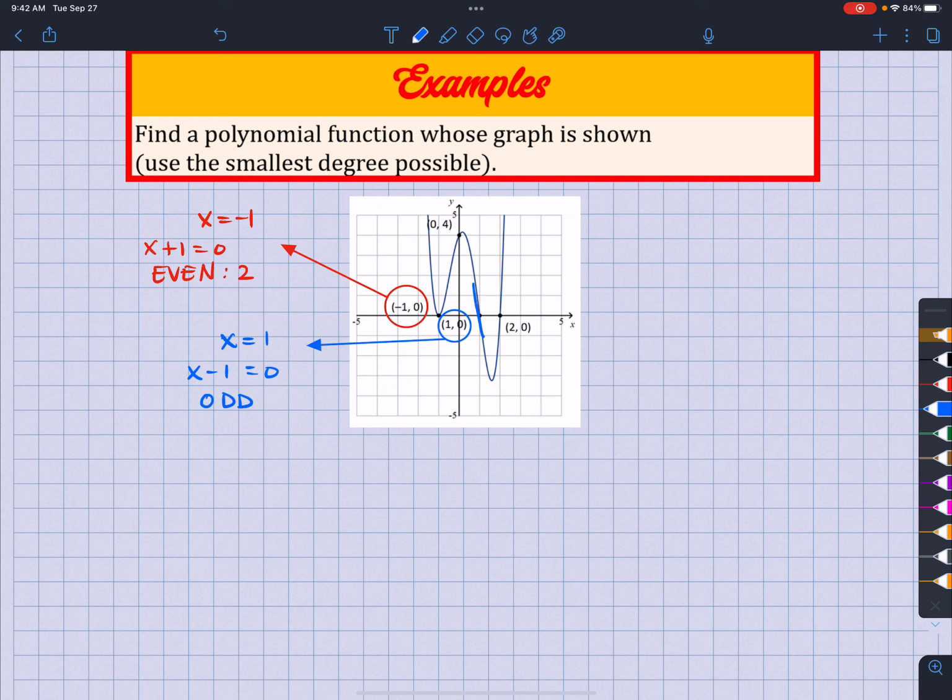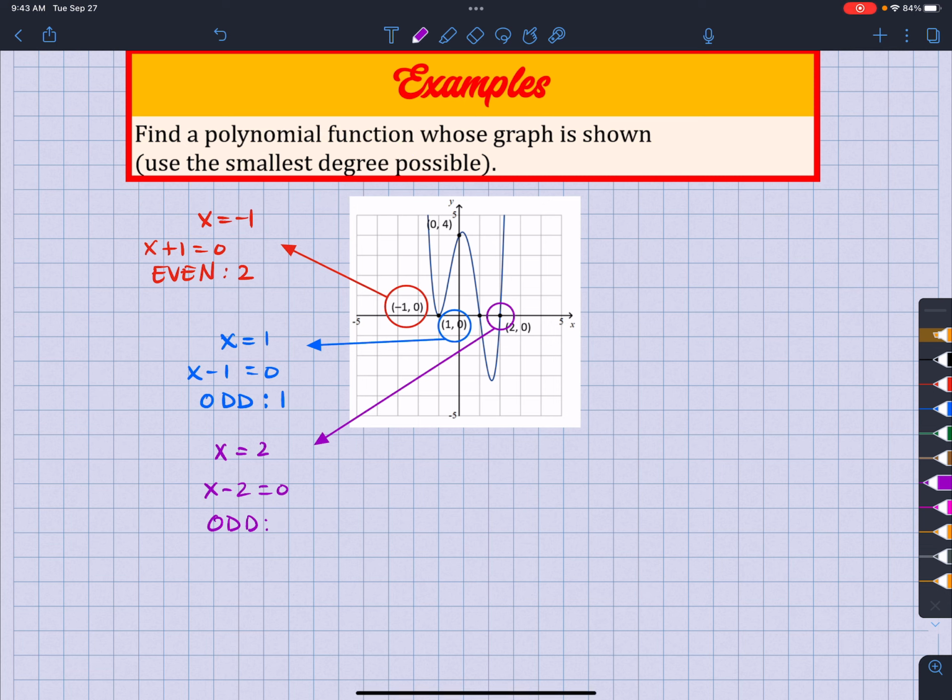The smallest degree that I know of that's odd is the first degree. And then this one here says x is equal to 2, so I get x minus 2 is equal to 0. Since it goes through it, I know this is also odd, so the smallest odd is the first degree. Again, this wants the smallest, that's the reason why I'm doing that.